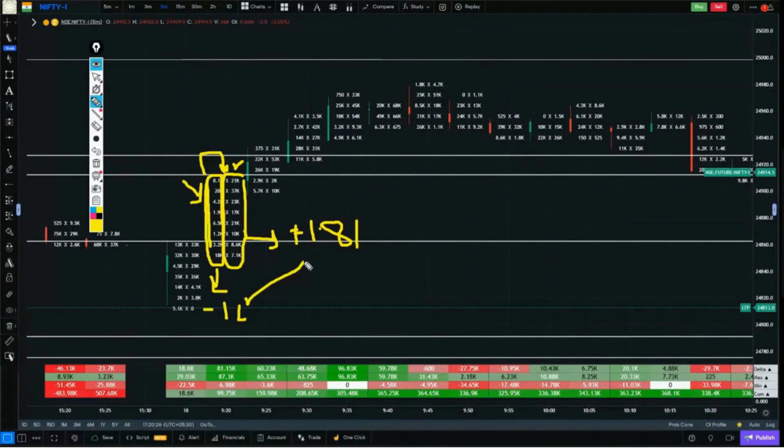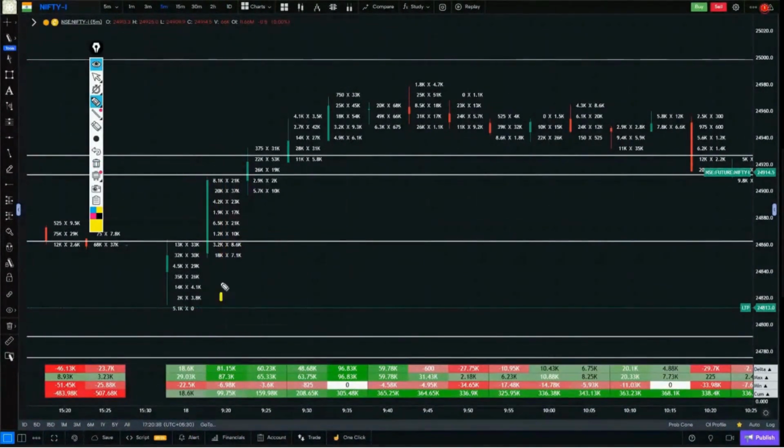So, if we subtract these two, what do we get? 81,000 is more, who is more? There are 81,000 more buyers. So, the same delta has also shown us here that in this particular candle, there are 81,000 more buyers compared to sellers. Now, since buyers are more, this value is in the green box, and there is no negative sign in front of the value.